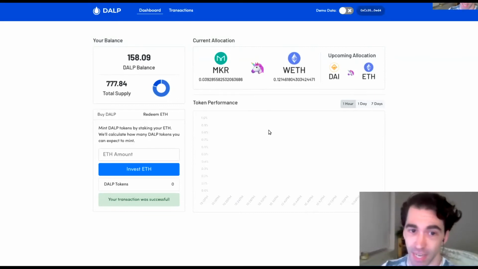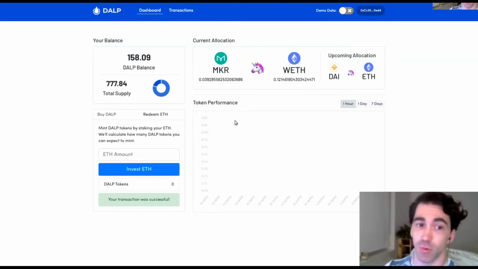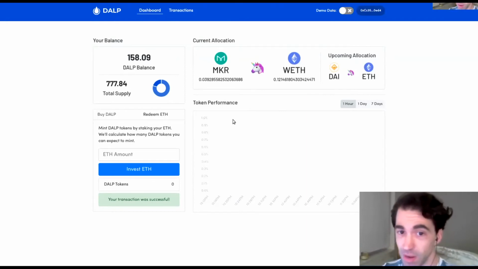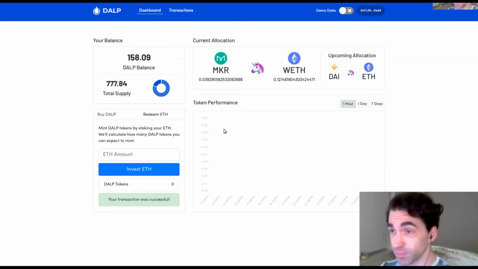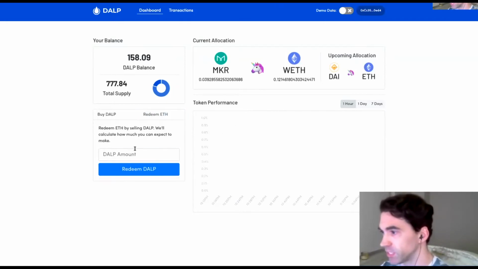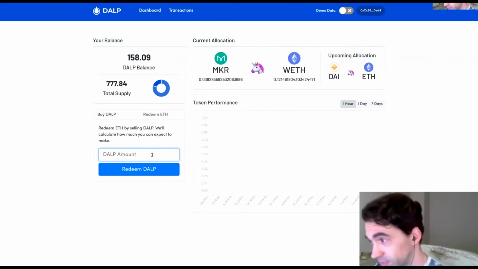When a user wants to cash out, they can redeem their DALP tokens. An amount of liquidity is removed from the active Uniswap pair that is proportional to the number of DALP tokens redeemed, and the tokens are swapped to ETH before being transferred to the user. So let's redeem some tokens now.